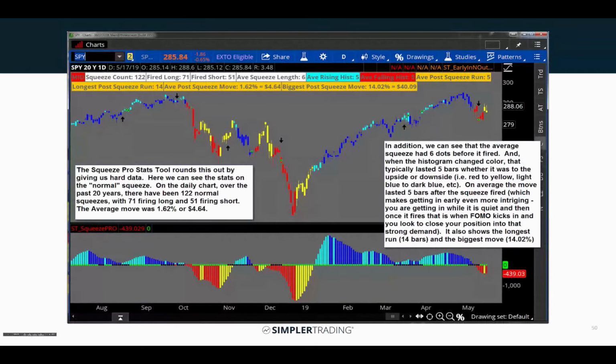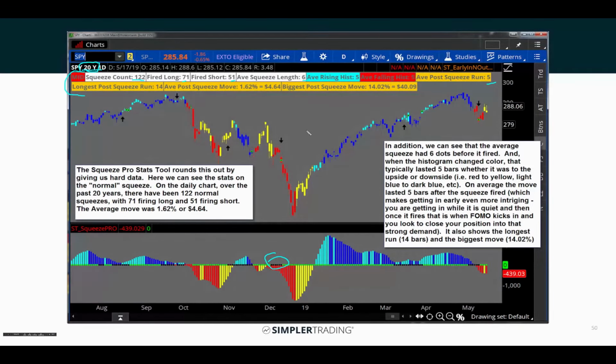So here's the Spiders on a daily chart with the stats tool. So over 20 years, and of course, the stats will basically tell you statistics however far back you go. Going back 2 years is fine, but I went back 20 years, and over 20 years, there's been 122 squeezes, 71 have fired long, 51 have fired short. The average squeeze length is 6 dots, meaning 6 dots to form. The average post-squeeze run is 5 dots. That surprised me. Okay, I thought it was more than that. I thought it was going to be 8 to 10, but this is telling me statistically it's only 5.